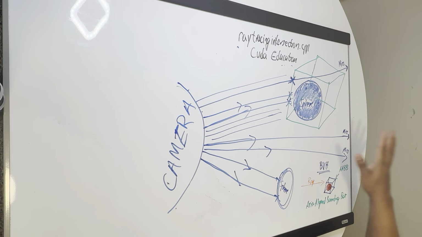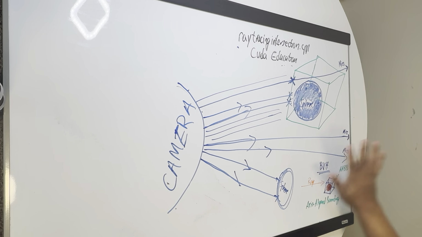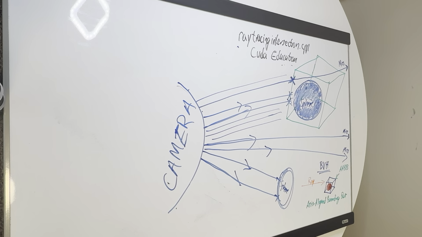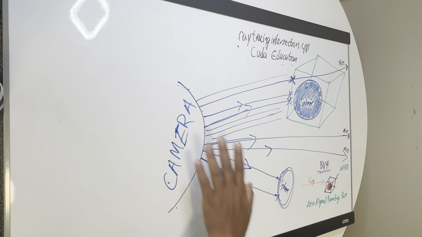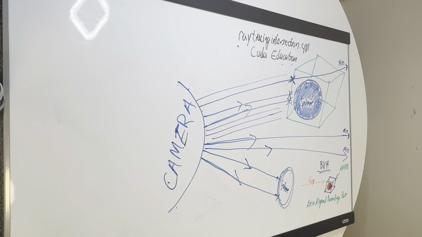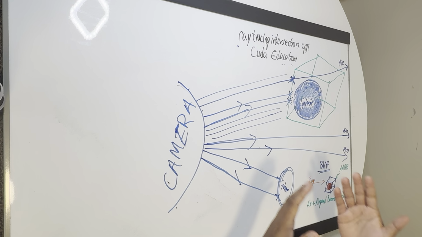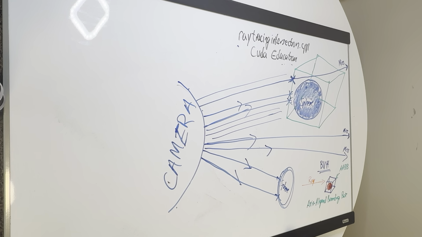For the thousands of rays that are nowhere near an axis aligned bounding box, it's computationally cheap, right? It's like Goodwill, Salvation Army clothes, dollar store stuff. It's computationally cheap. But for the rays that are hitting the axis aligned bounding box, it's more computationally expensive. Why is it more computationally expensive?